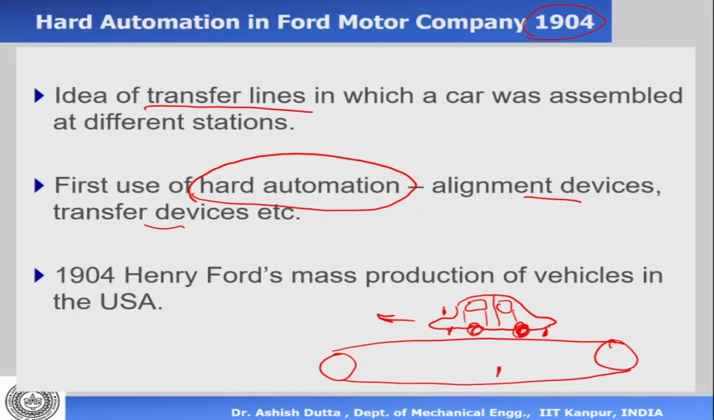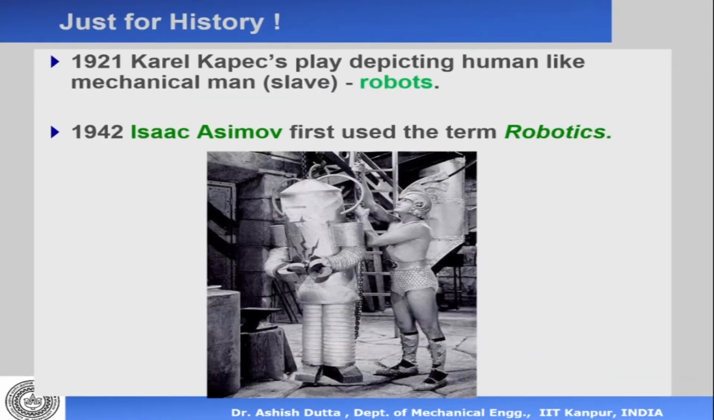Now, this is basically what we call hard automation. Obviously, there is no robot till now. Now, where did the robot come from? Because we are going to look at robotics in this course. So, 1921, this gentleman Karl Kapek, he wrote a play depicting human-like mechanical men.